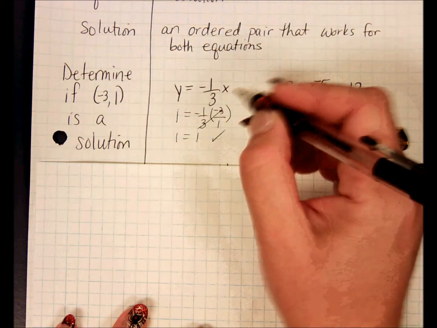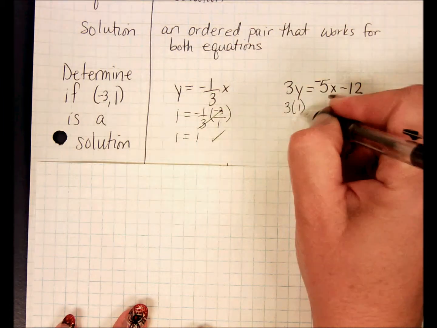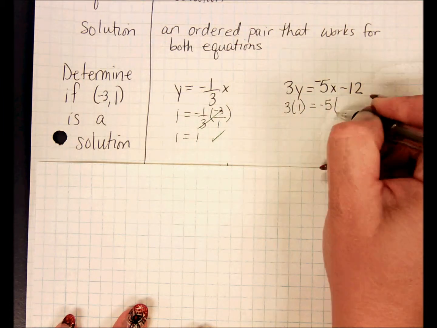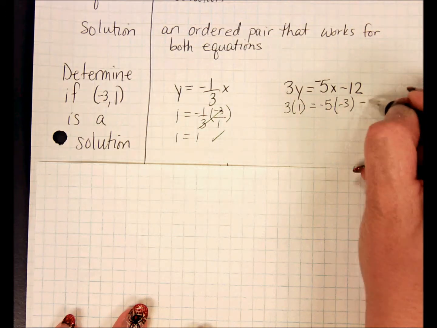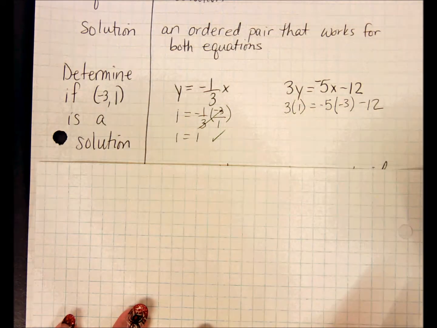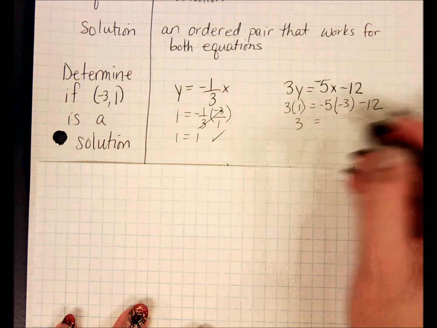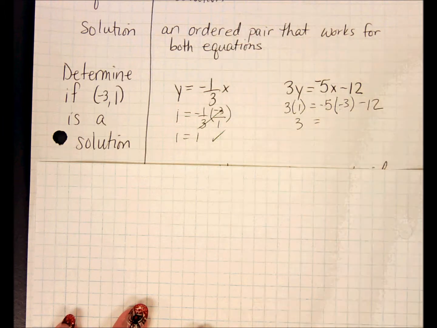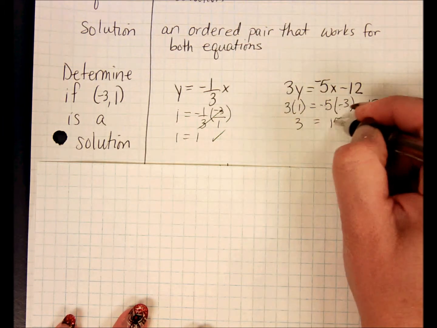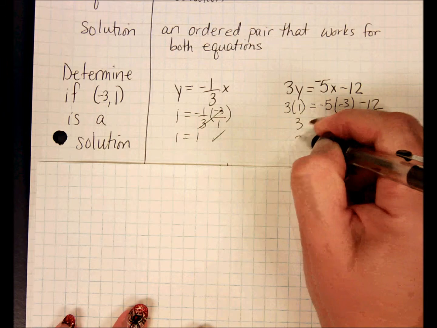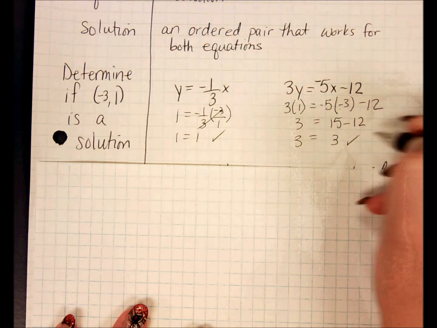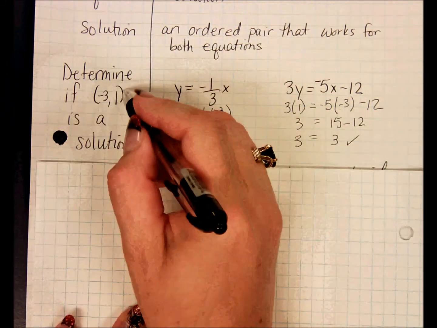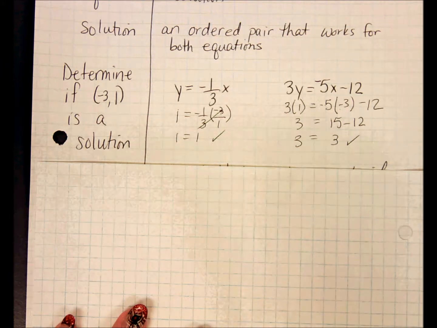Come over here, let's put it in. 3 times 1, negative 5 times negative 3, minus 12. Clean up the mess. This is 3 equals, negative times a negative is a positive, 15 minus 12, and 15 minus 12 is 3. So since that one point works for both equations, it is a solution to that system.